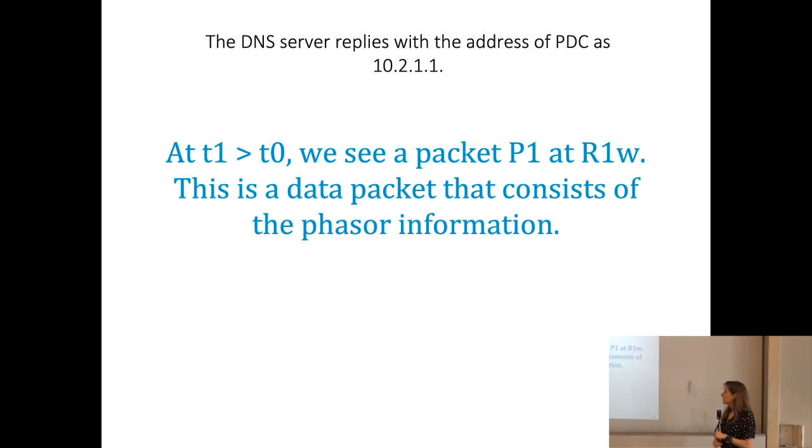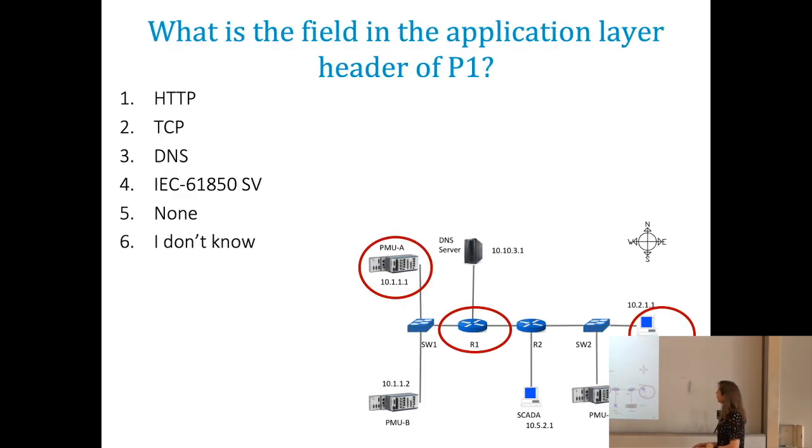So now let's say that the DNS server replies with the answer. So now PMU-A knows the MAC address of everyone in the LAN, and it knows the PDC's IP address. So the next packet is really about sending the synchrophasor data from PMU-A to the PDC. And now we are at router 1, and we intercept this message containing the measurement.